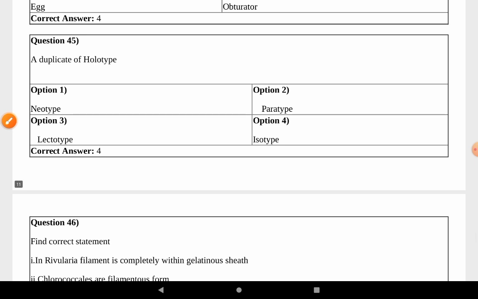The next question is a duplicate of holotype is known as option 1 neotype, option 2 paratype, option 3 lectotype, option 4 isotype. So the correct answer is option 4, isotype. A duplicate of holotype is known as isotype.